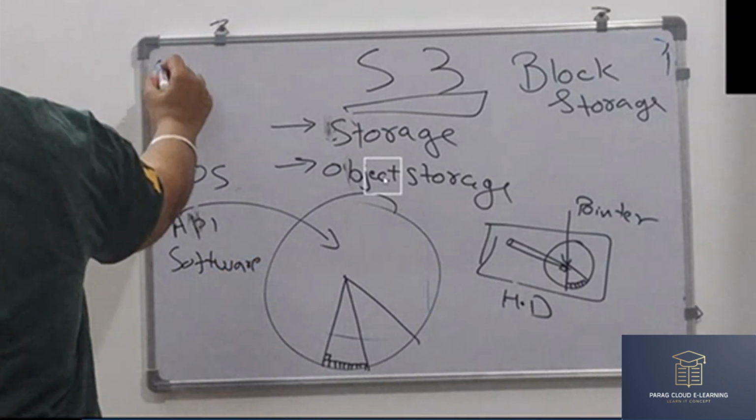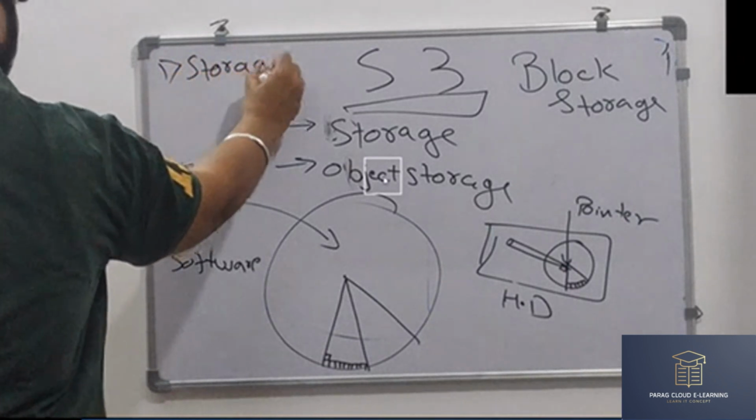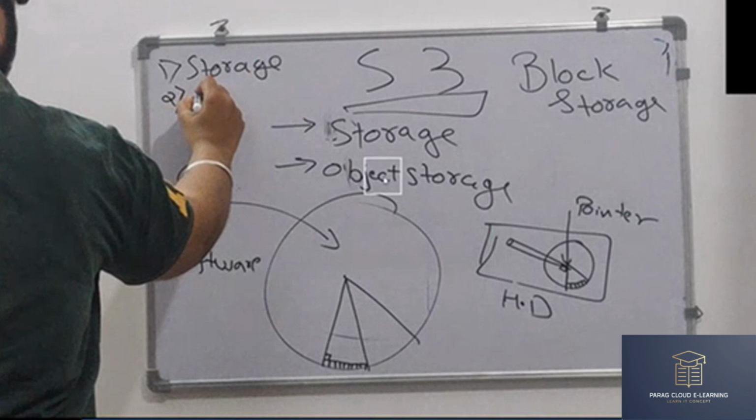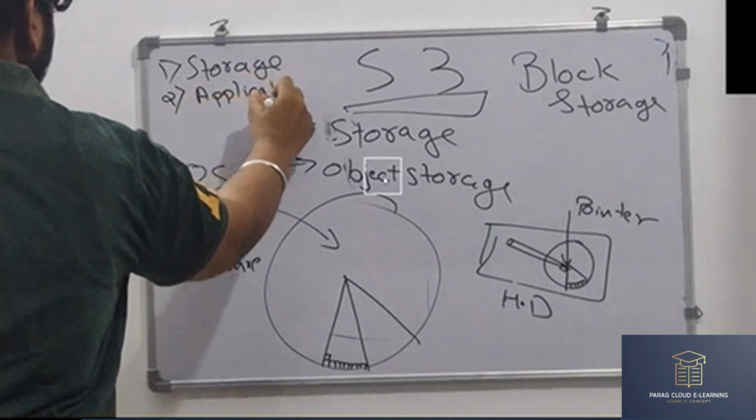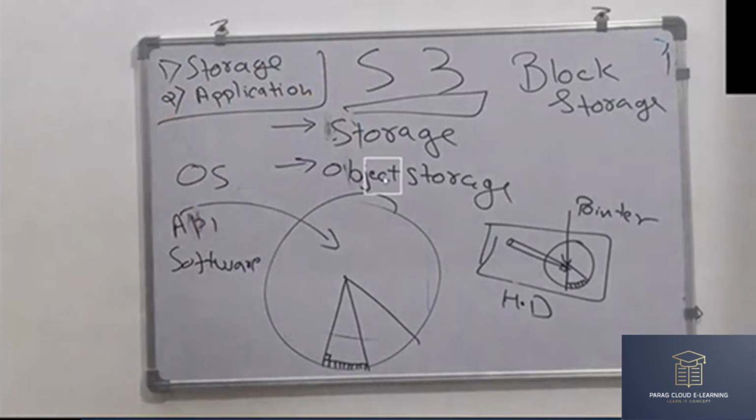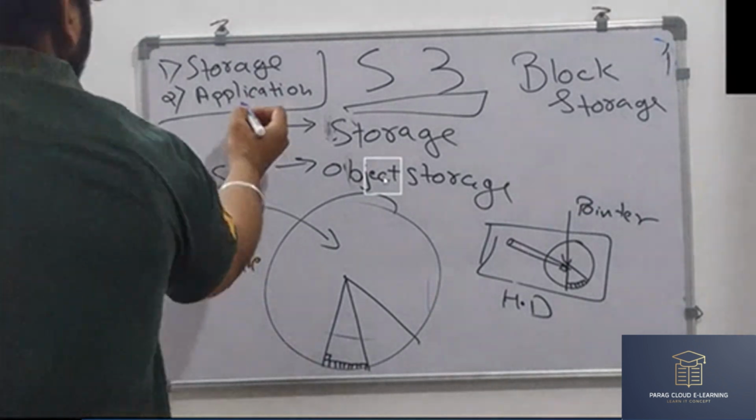You can do two things: store data, and second, install your application. On block storage, you can store the data and you can install the application. What does installing the application mean? You can run your OS, you can install any software like VLC player, Microsoft Office, Chrome, any software which you require. You can install the OS.